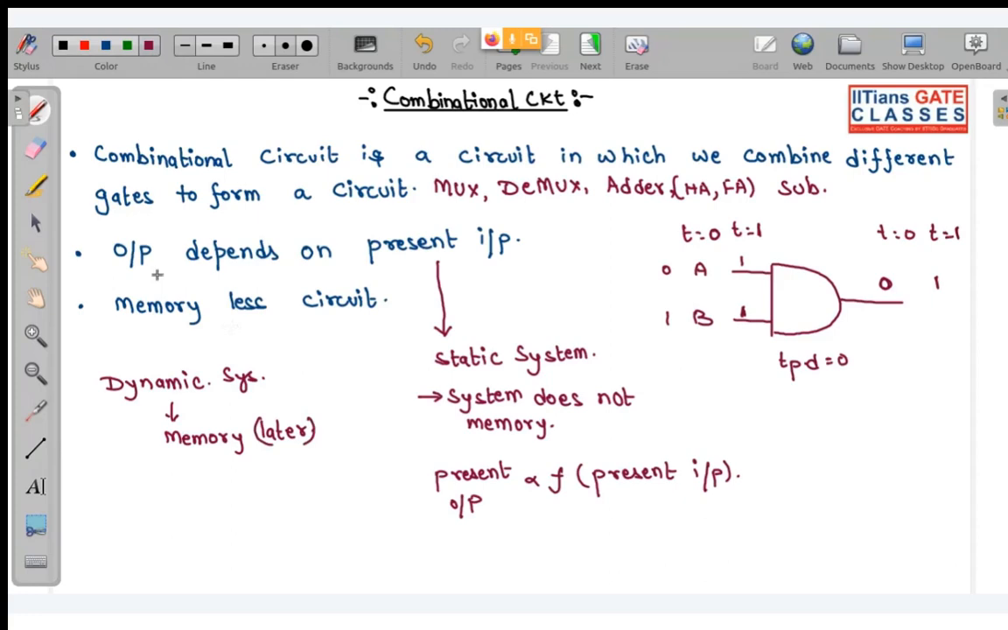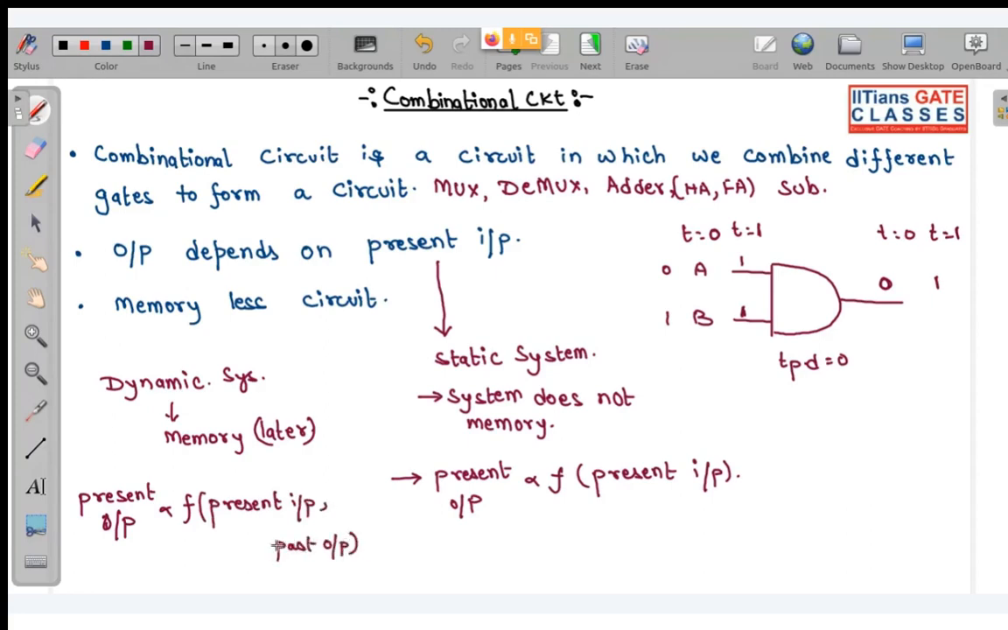Okay. So this is the third point I have written: it is a memoryless circuit. Why? Because your present output depends on your present input. There is no provision for storing the past outputs. In a memory system, the present output is a function of the present input as well as the past output.